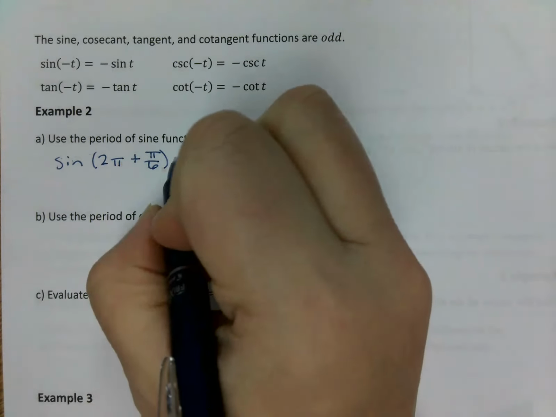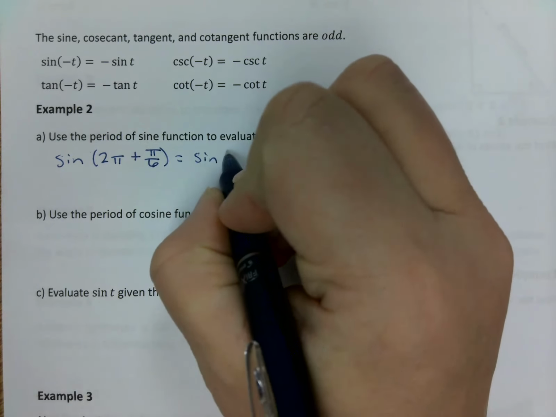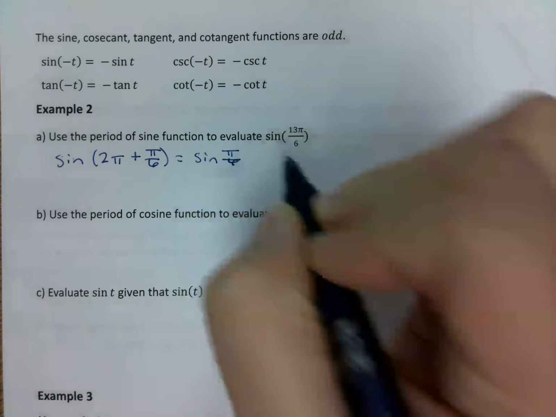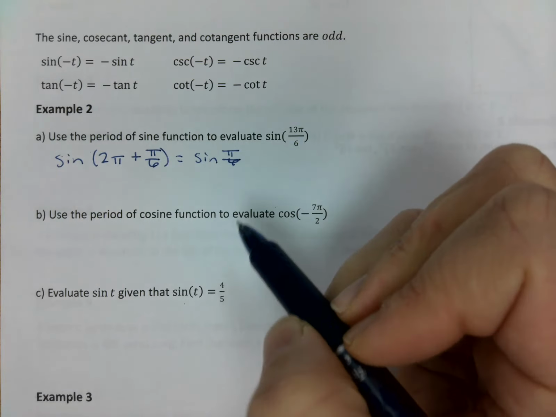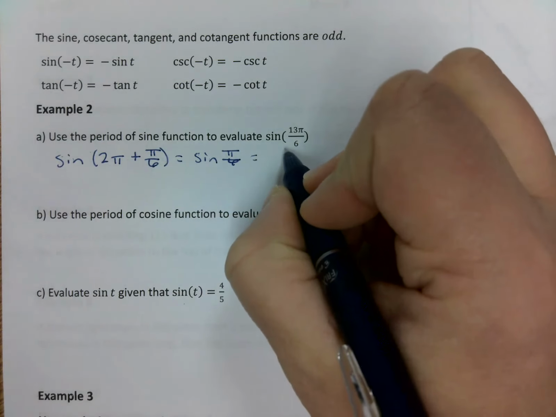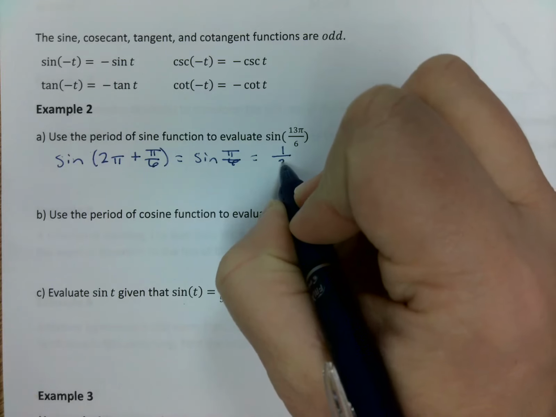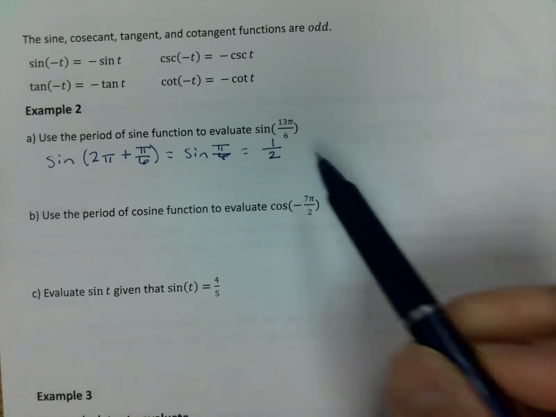So this is going to be equal then to just evaluating the sine of pi over 6. So remember, pi over 6, our sine is our y value. So this is like 30 degrees, so across from our 30 is equal to our 1, and our 2 is our hypotenuse. So sine of 13 pi over 6 is going to be equal to 1/2.